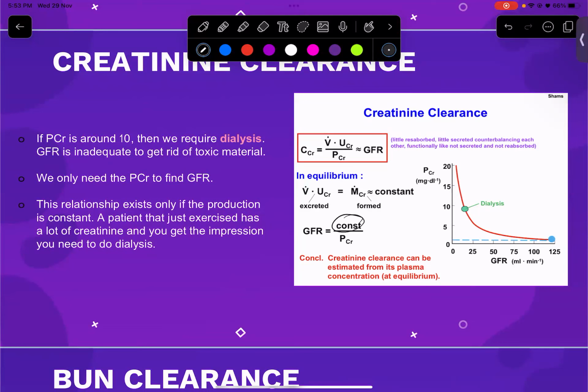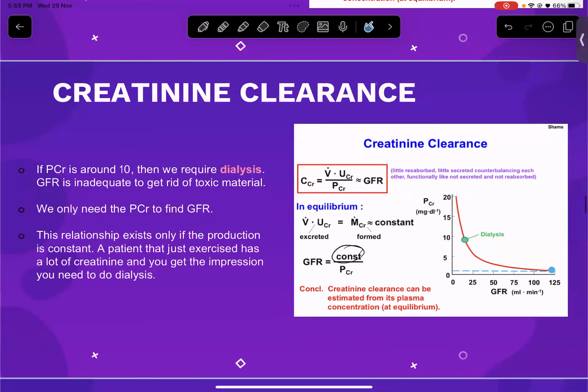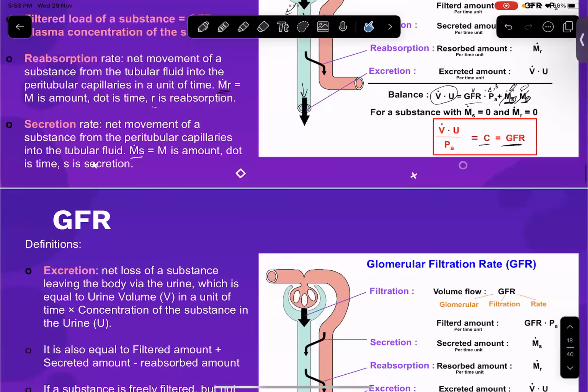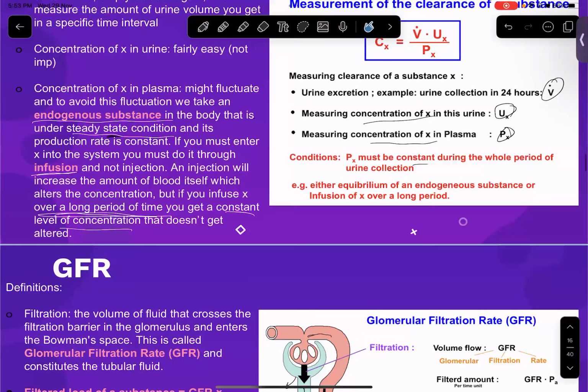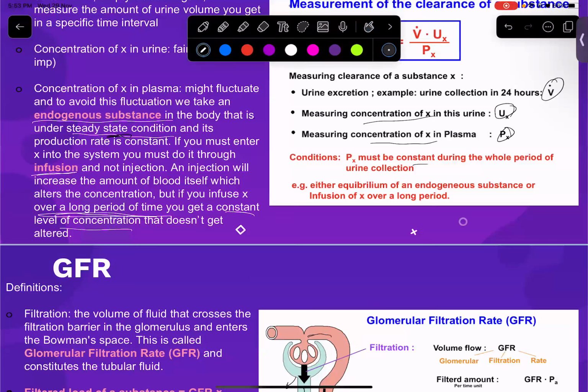And another thing to note is that this relationship only exists if the production is constant. Meaning, for example, if a patient just exercised and they were at the gym, they exercised and they came to you, and they're like, okay, check my creatinine clearance. They're going to find a lot of creatinine, and you're going to get the impression that they need dialysis when really they don't, because they just exercised. They broke down the muscle, they have a lot of creatinine. This is not a steady state condition. Remember when I said that the endogenous substance must be in a steady state condition? It's because if it is not in a steady state condition, you're going to get the wrong impression that they need dialysis when really they just exercised.